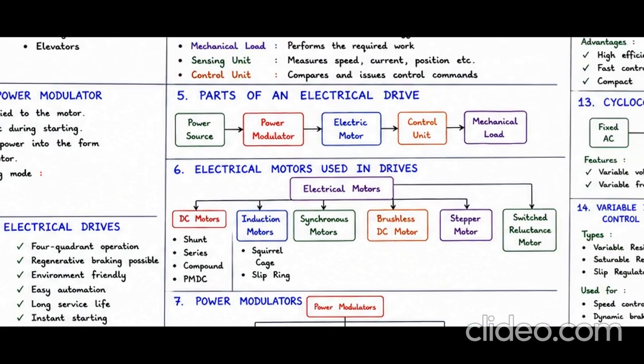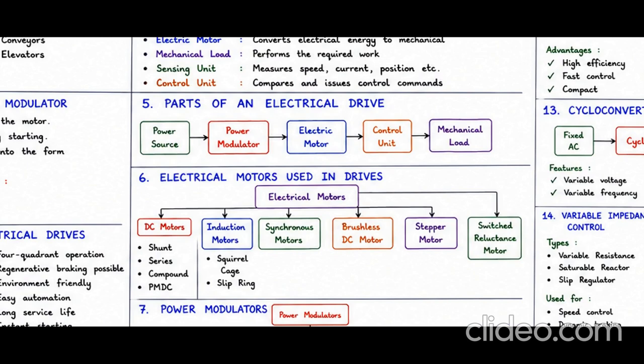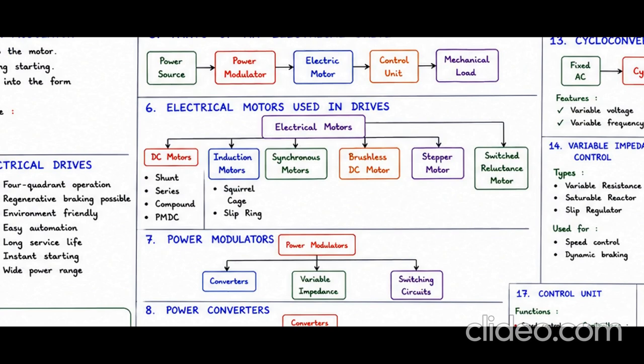Parts of an electrical drive. Once again, let us quickly identify the major parts. They are power source, power modulator, electric motor, control unit, and mechanical load. These five blocks together form a complete electrical drive. Next comes electric motors used in electric drives.